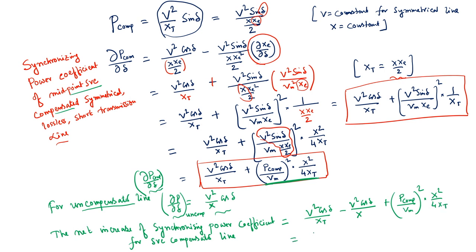So, if we take V square cos delta common, this can be written as 1 by X_T minus 1 by X, plus P_comp divided by V_m whole square multiplied by X square divided by 4 X_T. Okay. So, this is the net increase of the synchronizing power coefficient.